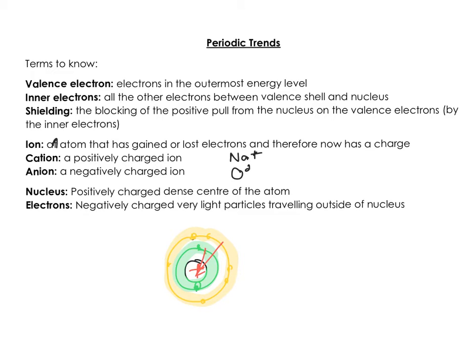For instance, oxygen 2-. The nucleus is the positively charged dense center of the atom, and electrons are the negatively charged very light particles traveling outside of the nucleus. So you've got to have your head in the game for periodic trends. This is what you're supposed to know before we go in.